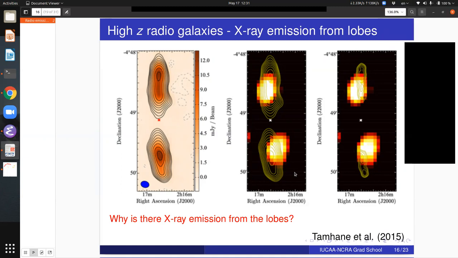Sir, is it coming from the hotspot regions? No, it's not coming from the hotspot region. It is coming from the lobe as a whole.